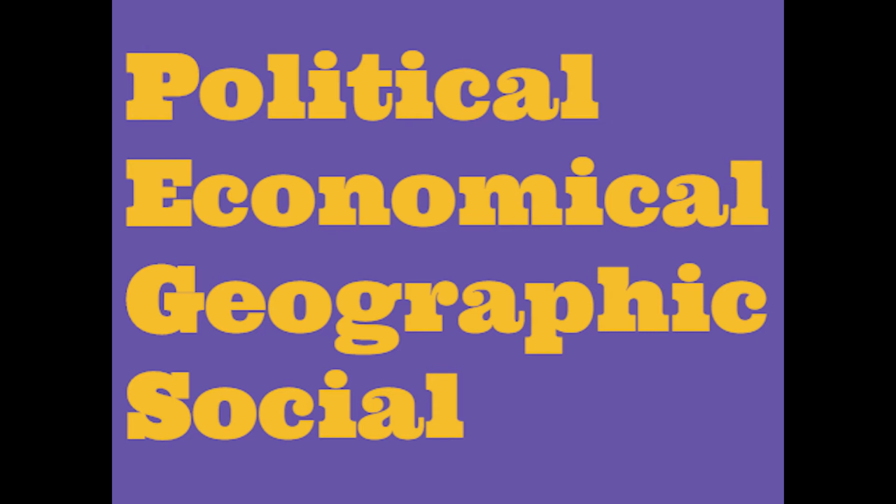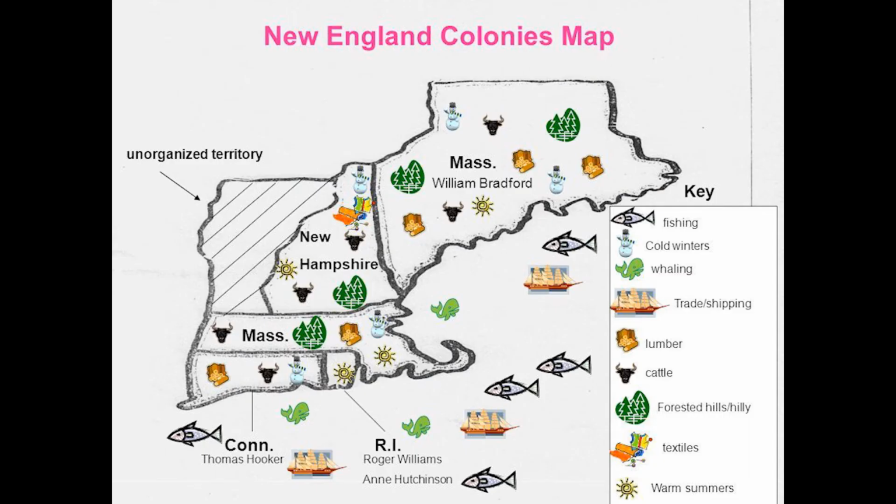All right, guys, we're going to get into the New England colonies and we're going to talk about them in the form of PEGS: the political, the economic, the geographic, and the social. If you look at the map, you have those four colonies that comprise the New England colonies. You have Connecticut, Rhode Island, Massachusetts, and New Hampshire.